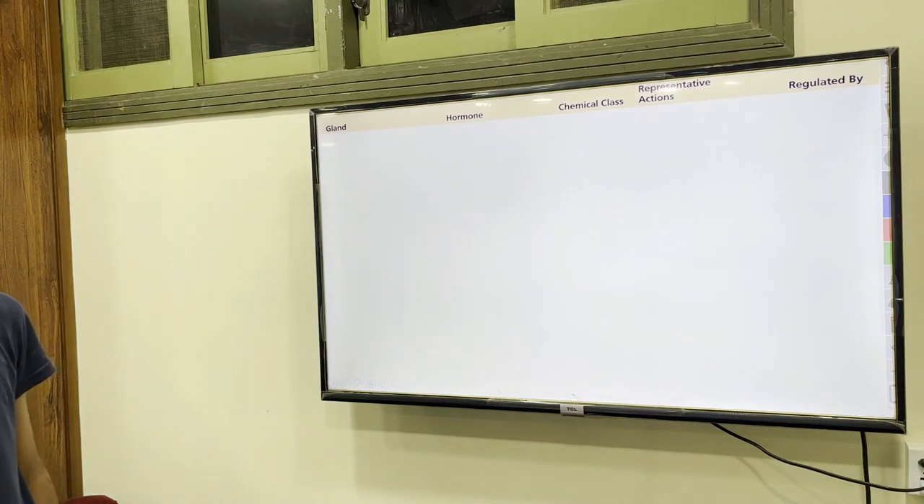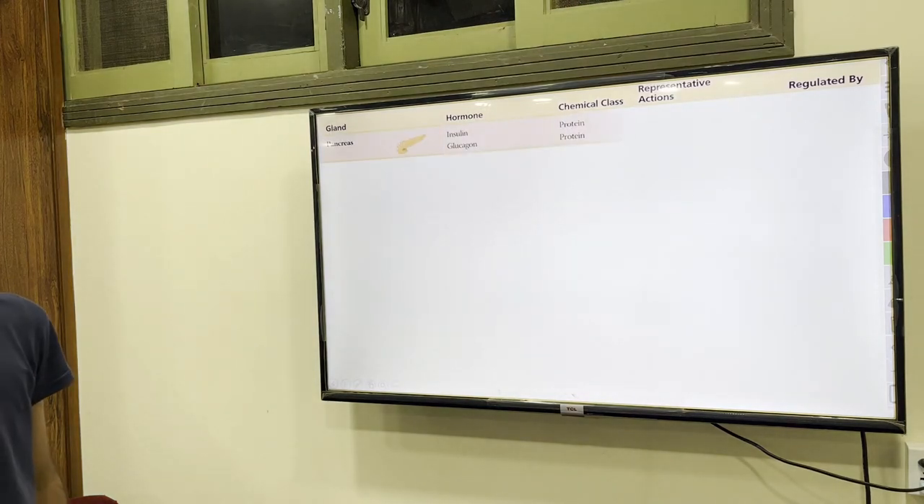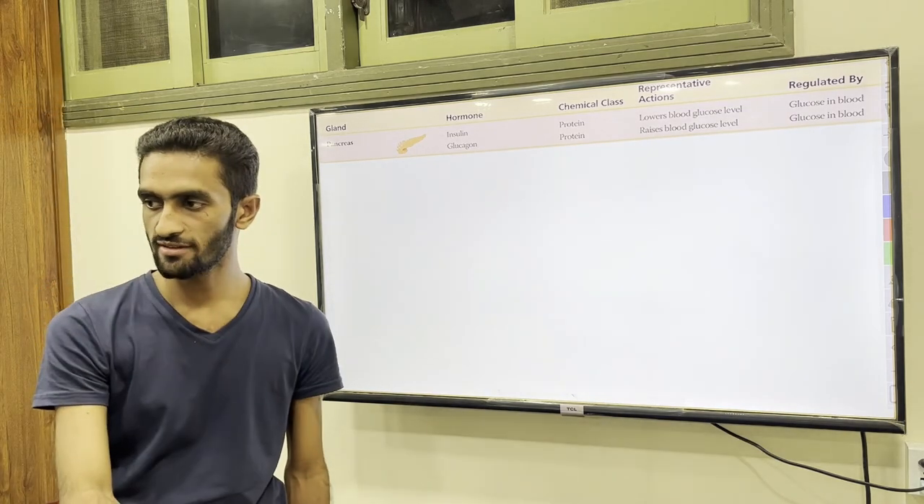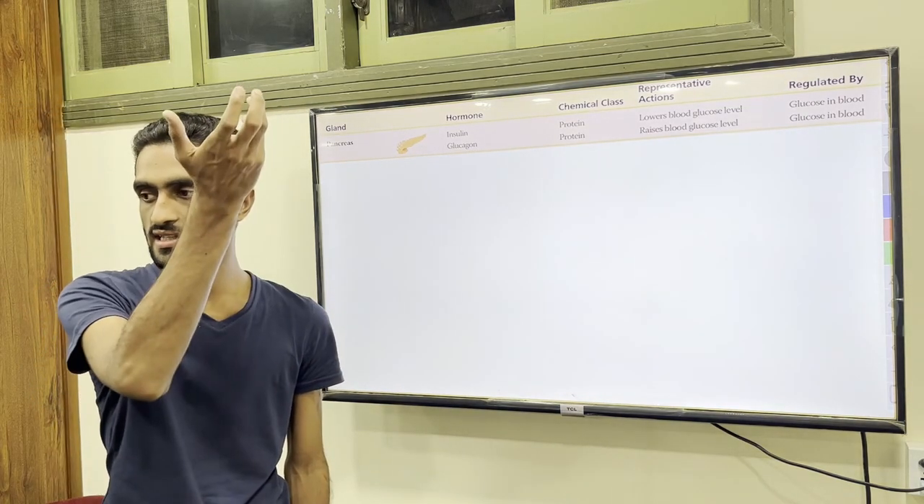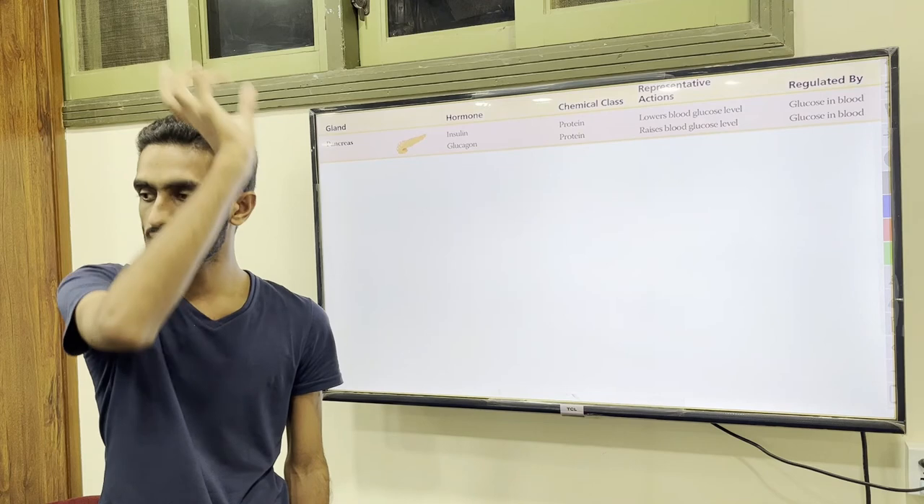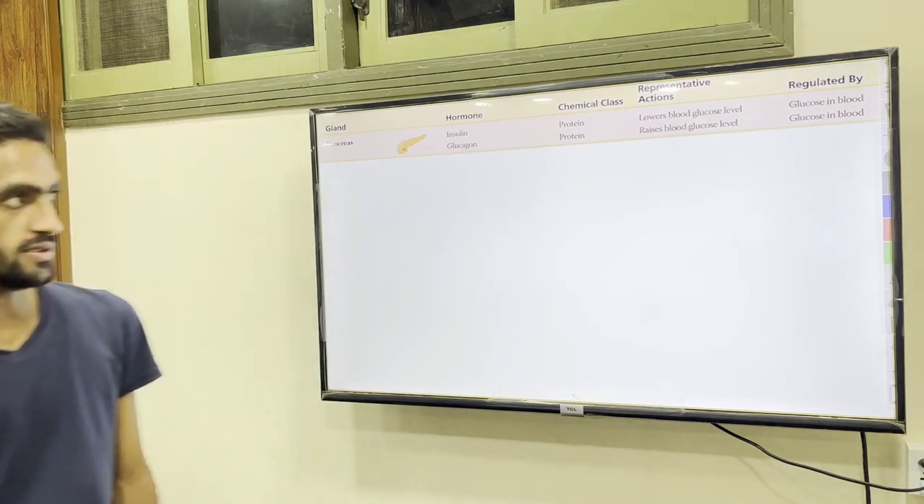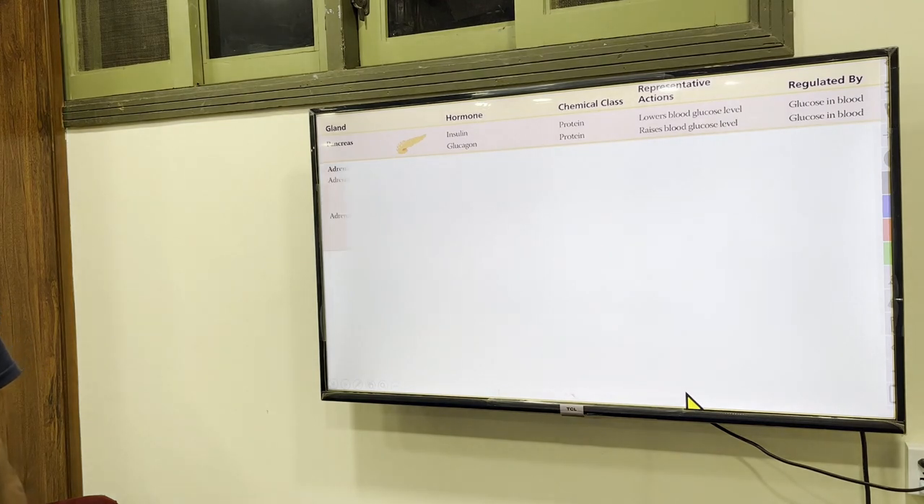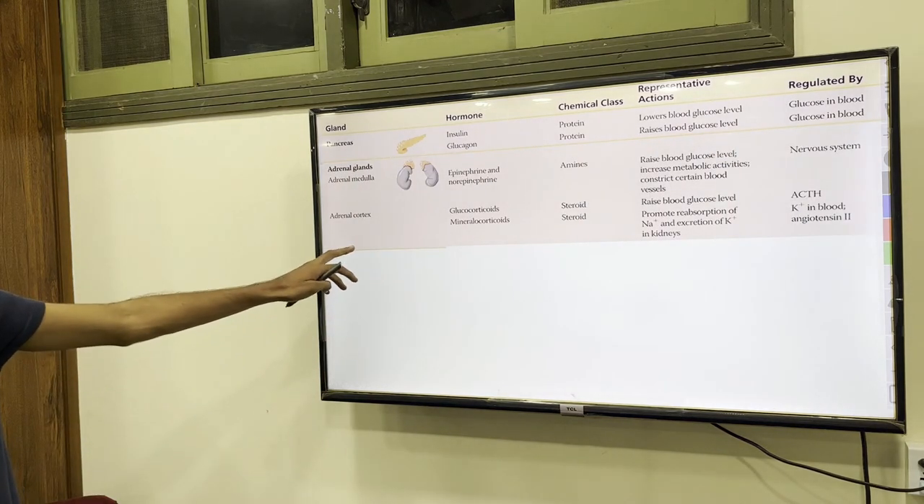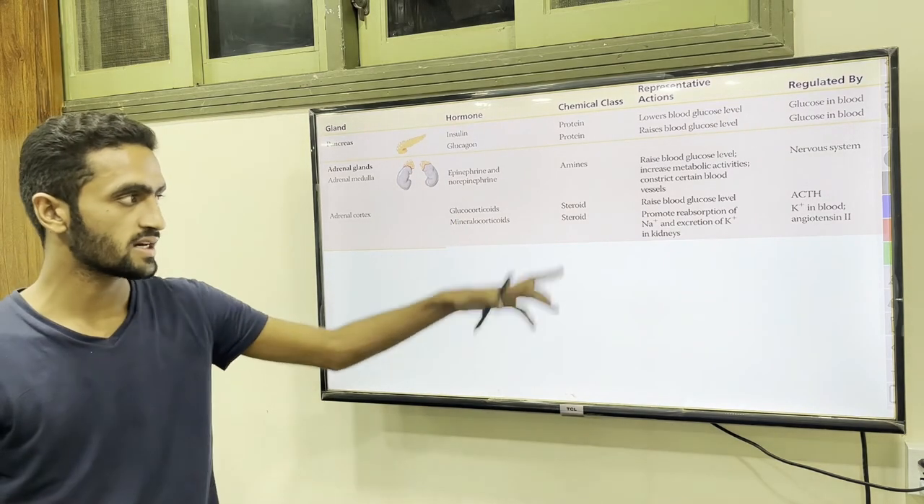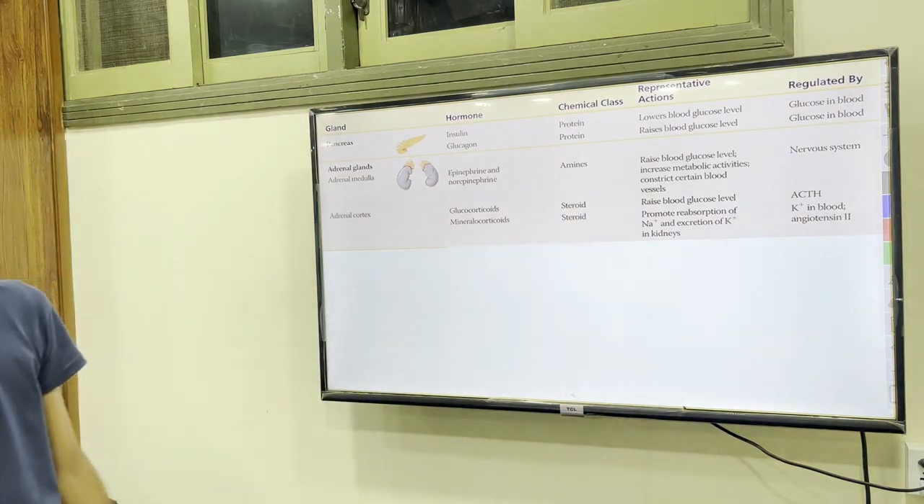And the hormones of the pancreas are insulin and glucagon. Insulin lowers the glucose level, glucagon increases the glucose level. Insulin is secreted by beta cells, glucagon by alpha cells. And the adrenal gland: adrenal medulla and adrenal cortex. Glucocorticoid and mineralocorticoid are all steroid in nature.